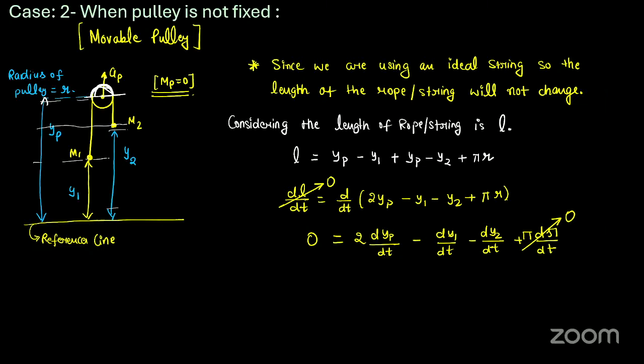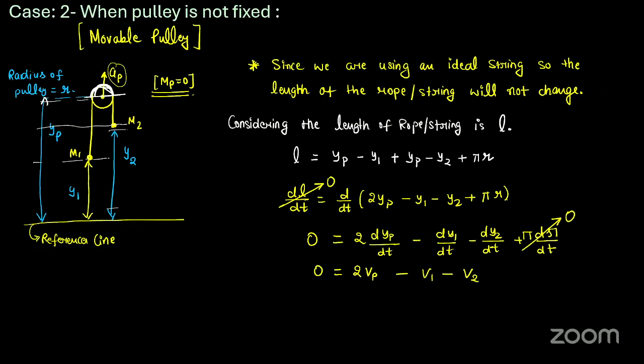dyp by dt, देखो, pulley is moving up with some acceleration ap, तो yp is nothing but the length of the pulley from the reference line. तो dyp by dt क्या हुआ? चेंज ऑफ दिस लेंथ with respect to time, which is nothing but the velocity of pulley. So 2 times the velocity of pulley minus dy1 by dt, where y1 is nothing but the length of this m1 block from the ground. So as it changes, the length of m1 block from the ground will give the velocity of m1 block, and similarly v2 will be the velocity of the second block.